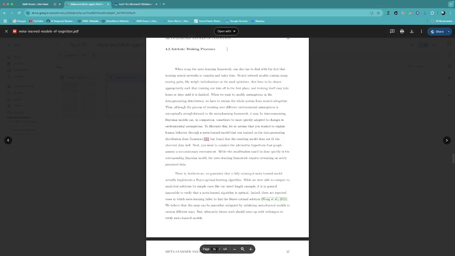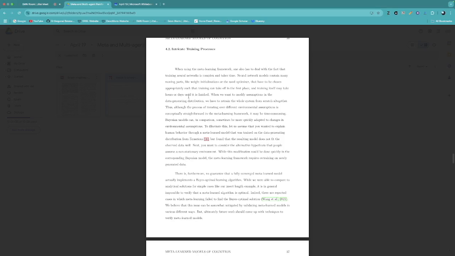Okay, so there's also intricate training processes. So when using the meta learning framework, one also has to deal with the fact that training neural networks is complex and takes time. Neural network models contain many moving parts, like weight initializations or the used optimizer, that have to be chosen appropriately such that training can take off in the first place. Training itself may take hours or days until it's finished, so this is part of this timescale issue. When we want to modify assumptions in the data generating distribution, we have to retrain the whole system from scratch altogether. Thus, although the process of iterating over different environmental assumptions is conceptually straightforward, it may be time consuming. Bayesian models can, in comparison, sometimes be more quickly adapted to changes in environmental assumptions.